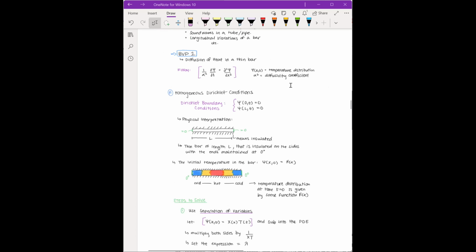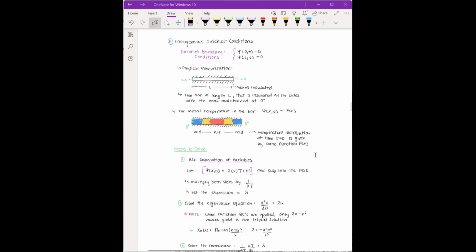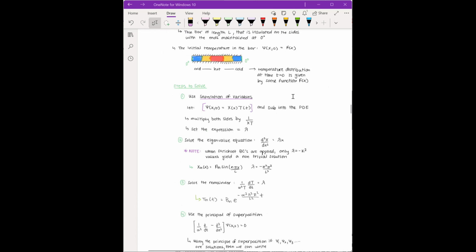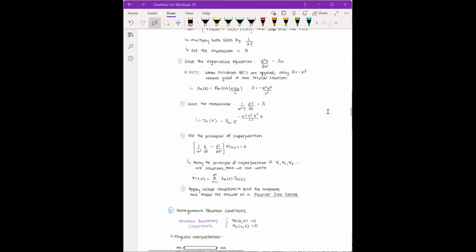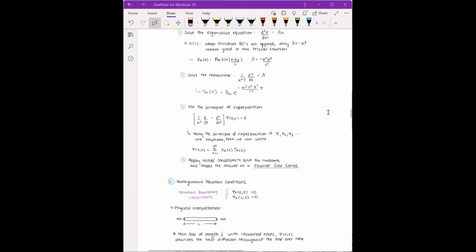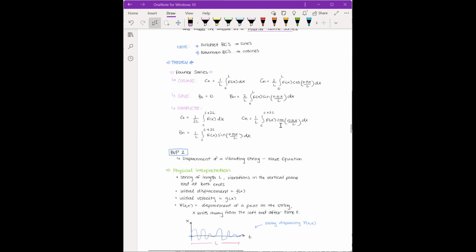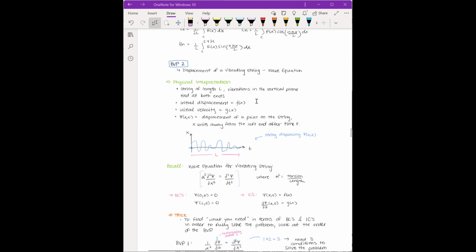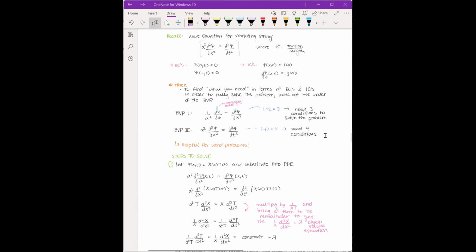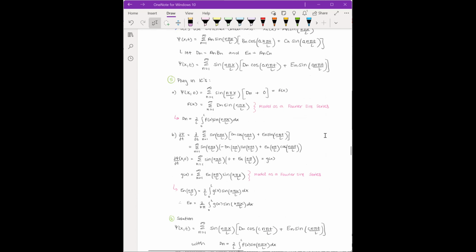We know that there are two different types of conditions that we can get, the homogeneous Dirichlet or homogeneous Neumann, and we have the physical interpretation, and we know that in order to solve this, we need to use separation of variables. So like I said, this document just basically outlines all the steps on how to solve the different BVPs and the physical interpretation as well as the form. So here we can see BVP 2.